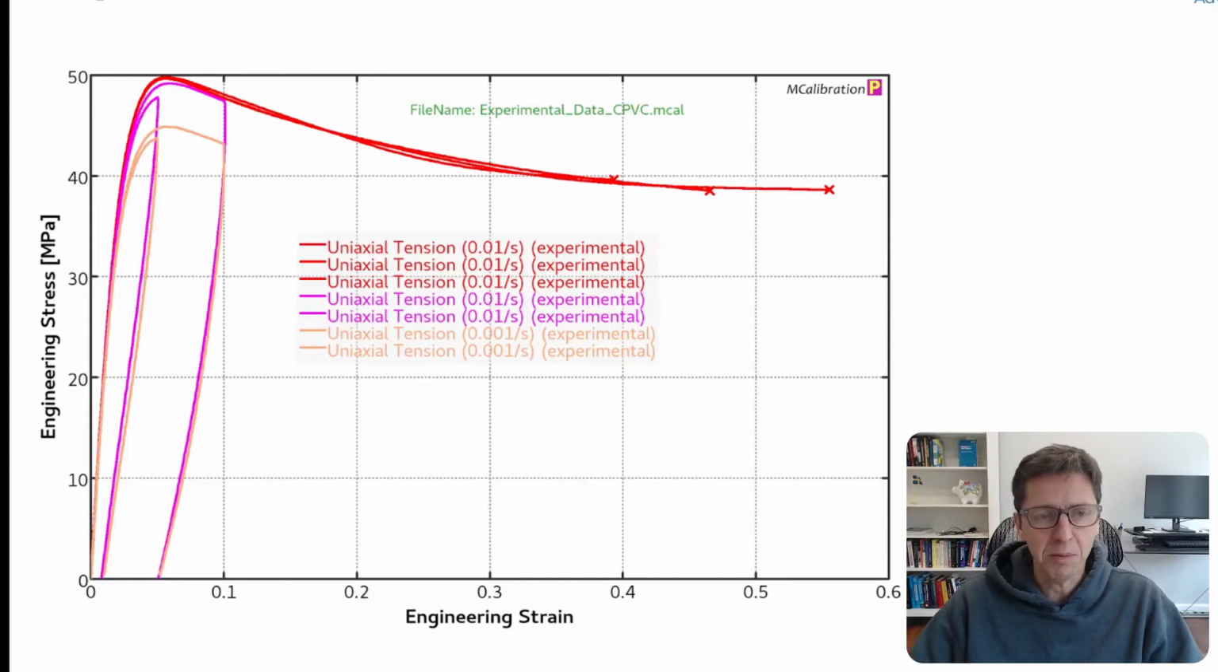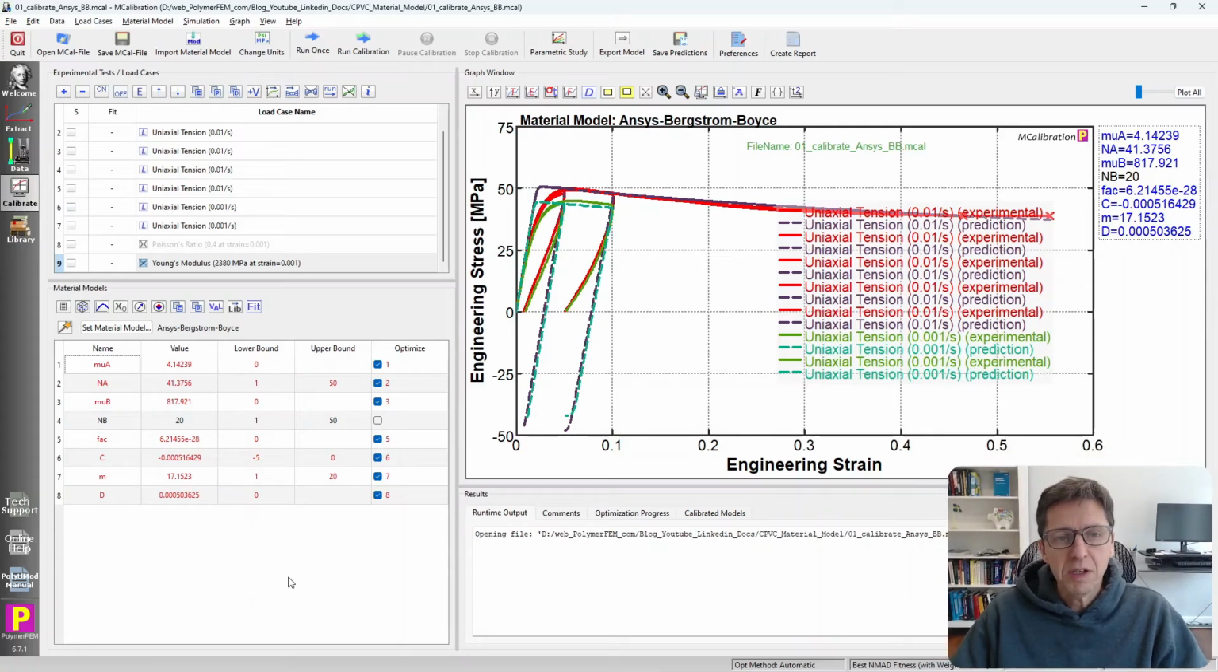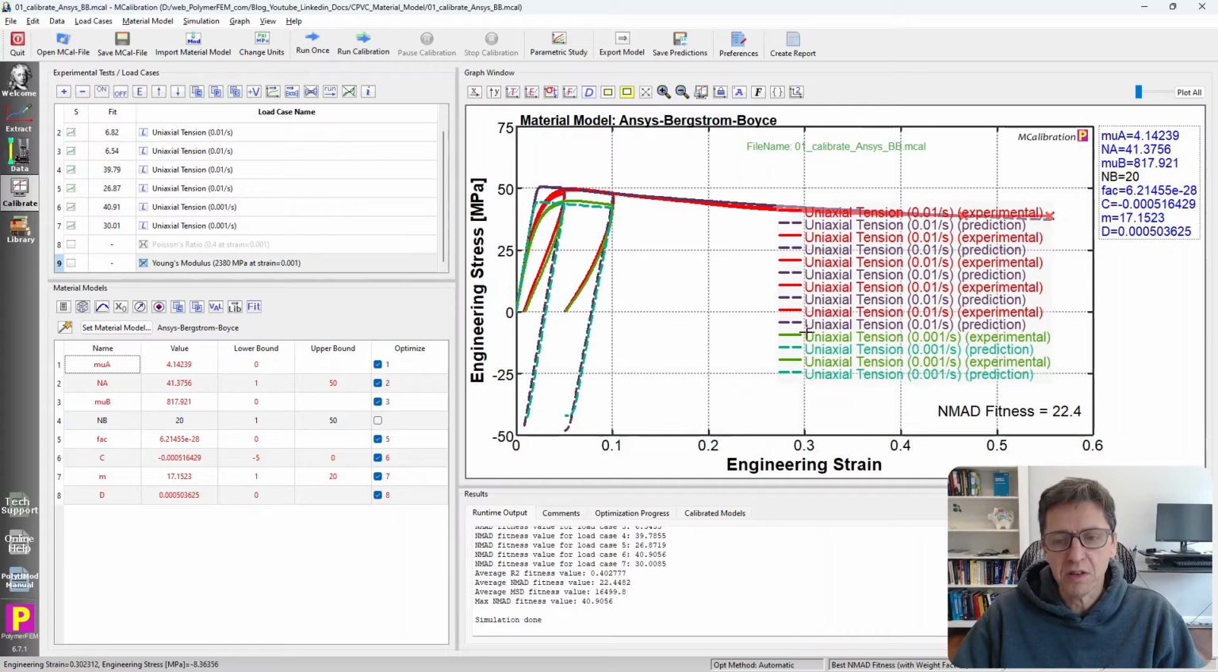So what I will do is what I typically do: I will go through different material models, try to calibrate them to this data set, and I will start with the worst and get gradually to better and better material models. So let's get started. The first material model I will talk about is the Bergstrom-Boyce model. If I just run this once, you can see the prediction from this material model.